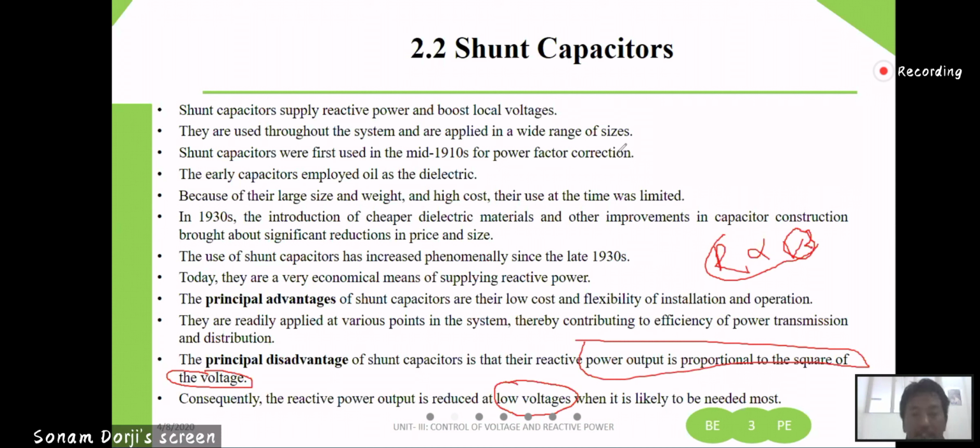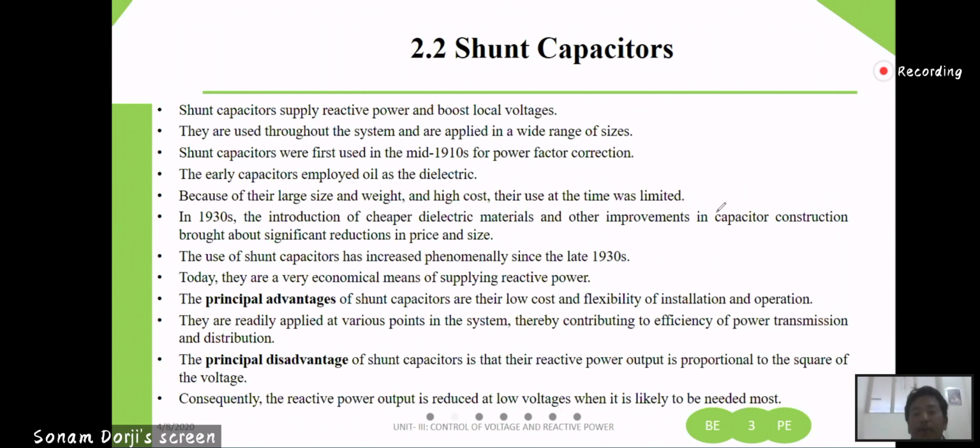Okay, so when there are low voltages, we require reactive power, but the disadvantage is that it is proportional to the square of voltage, so your reactive power output will reduce at low voltages when it is likely to be needed. When it is not required, let's say your voltage is within limit, you are not required to install a shunt capacitor. If you install one, your reactive power will increase with the square of the voltage, and it will go beyond the acceptable limit.